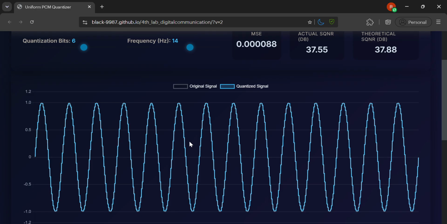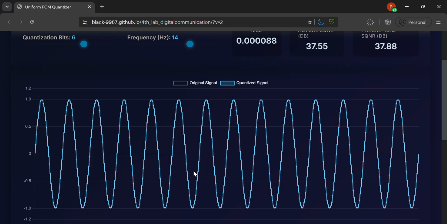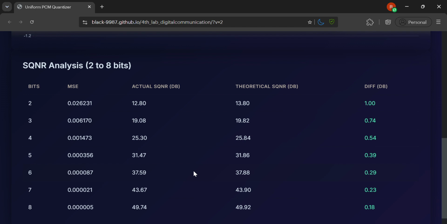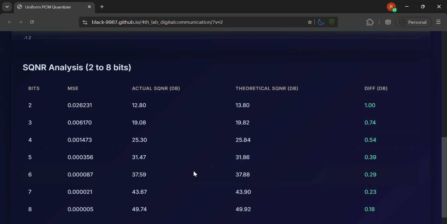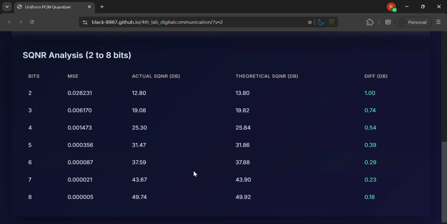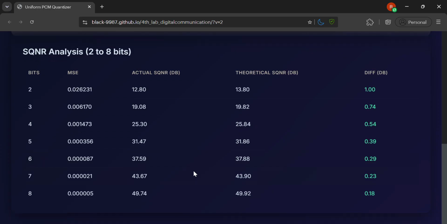Understanding the performance values. Now let's observe the numerical values while changing the bit depth. At 3 bits the MSE is relatively high and the actual SQNR is around 19 dB. If I increase the bit depth to 5 bits, the MSE decreases significantly while the SQNR increases to above 31 dB. This tells us that every additional bit improves the signal quality while reducing quantization noise.